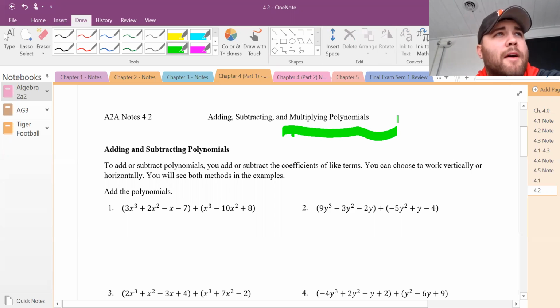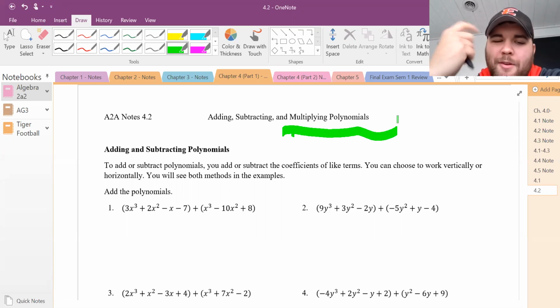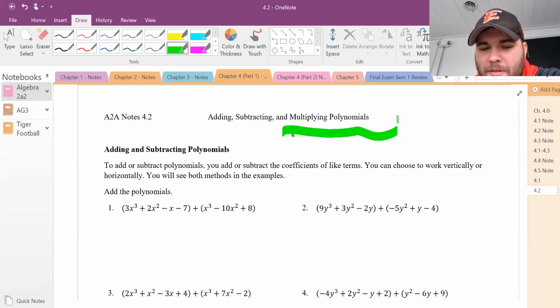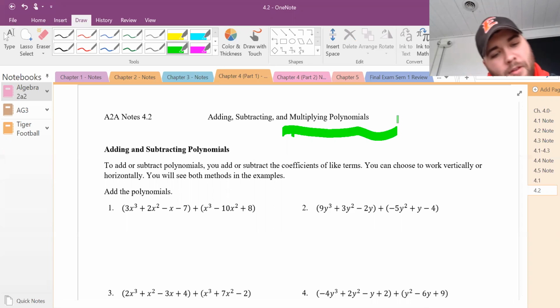Remember, with polynomials we could have a binomial or a trinomial, and that's pretty much the highest we're going to get today. For the problems 1 through 4 below, I'm only going to do one of them. For adding, it's pretty simple. It's just combining like terms. You find the exponents, and that's the like terms. You take the cubes with the cubes, the squareds with the squareds, the single x's with single x's, and numbers with numbers. It's very, very simple.